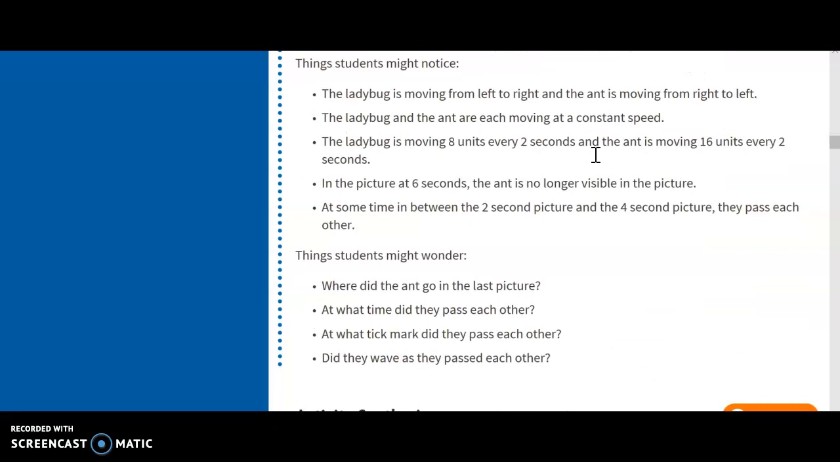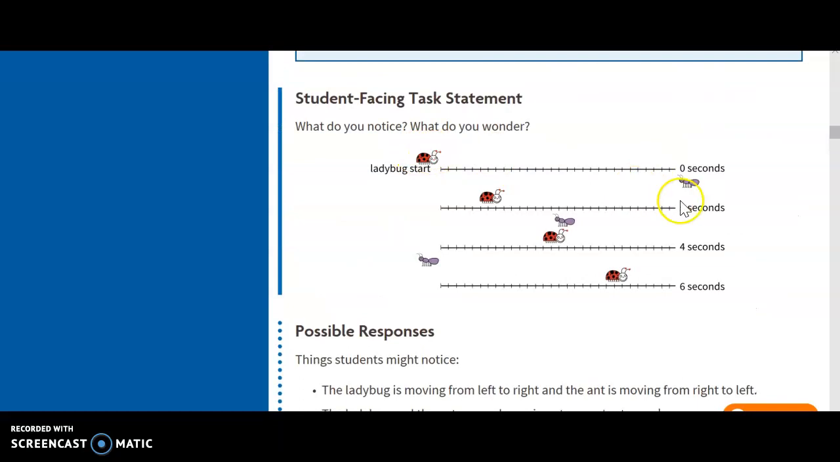Okay, questions. Where did the ant go in the last picture? At what time did they pass? At what tick mark did they pass each other? Did they wave as they pass each other? So these are questions that you might be wondering. It's the same idea where there's two things going on with the same situation, but when I figure it out, when do they meet with each other?